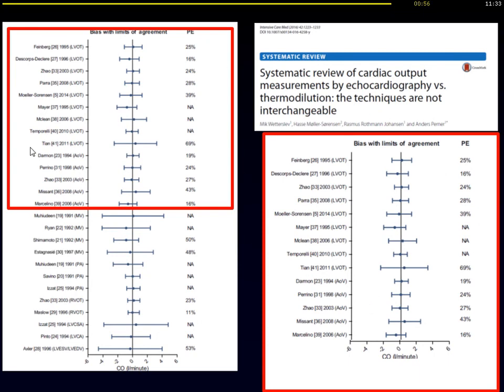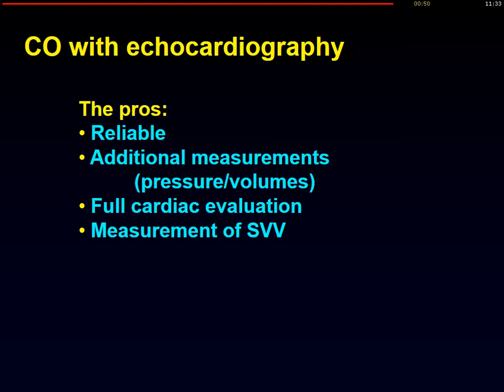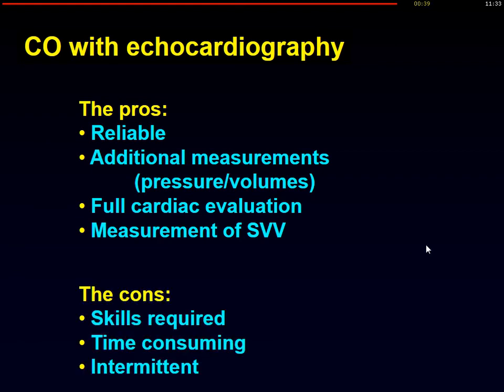So when you look at the most accurate way with echo, it seems indeed to be accurate enough to compute cardiac output. So it is reliable. It gives you additional measurements, which is quite important. You have the full cardiac evaluation, of course, with echo. The problem is that you need to have some skills and it is somewhat time-consuming, admittedly. And the most important limitation, of course, is that it is intermittent, once again. And this, of course, is a major limitation.